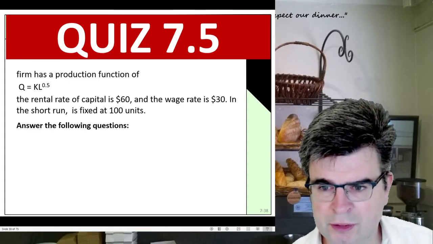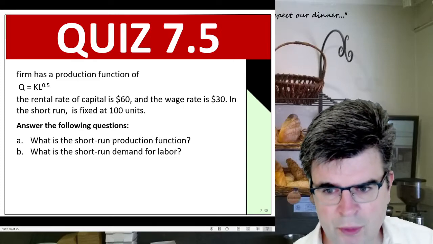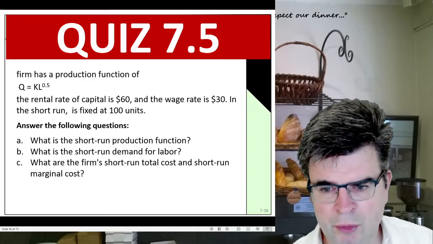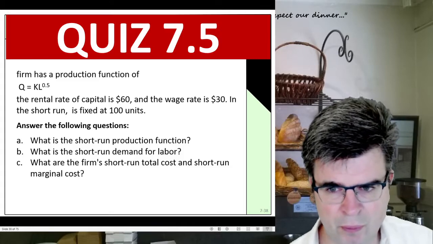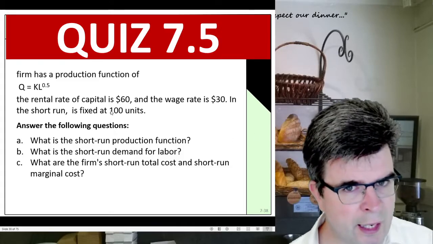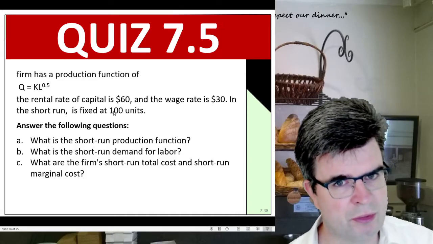And then the questions are, what is the short run production function? What is the short run demand for labor? And what are the firm's short run total cost and short run marginal cost? So, in the short run, K, the amount of capital here, is fixed at 100 units.